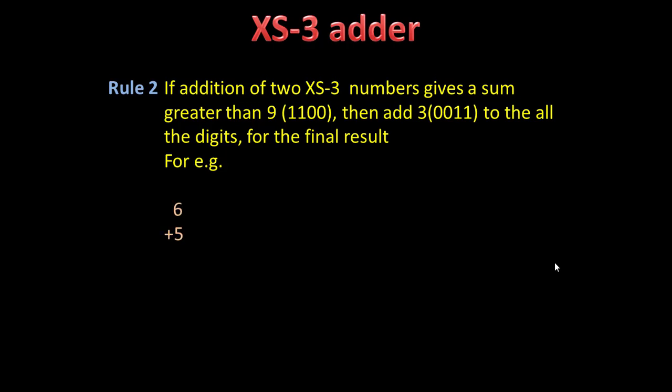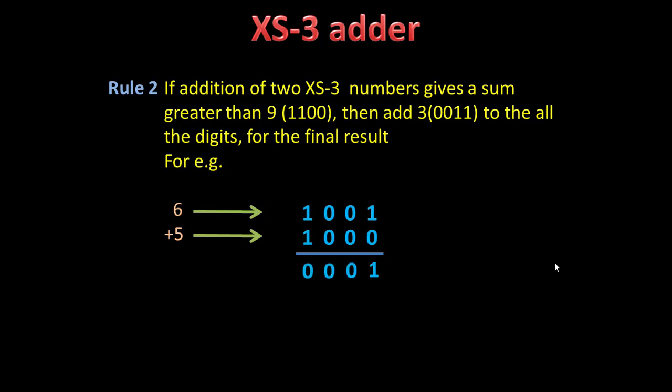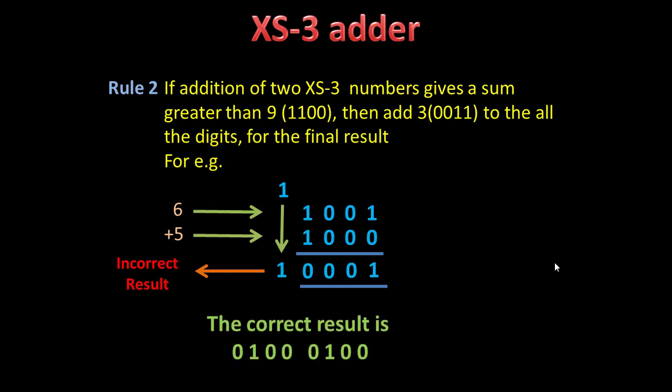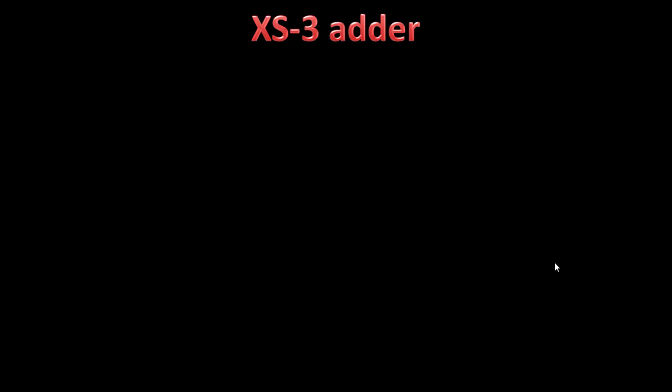For example, if we are adding 6 plus 5, 6 in XS3 is 1001 and 5 in XS3 is 1000. If we add these numbers, we get 1 plus 0 is 1, 0 plus 0 is 0, and 1 plus 1 gives 0 and a carry 1. Of course, we get the carry here. Now this is not the proper result, this is an incorrect result. The correct result is 0100 0100, so the result would be of this type, but we are getting an incorrect result.